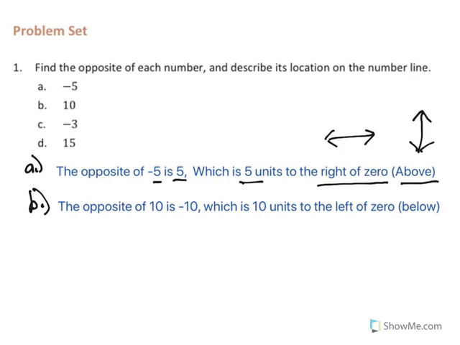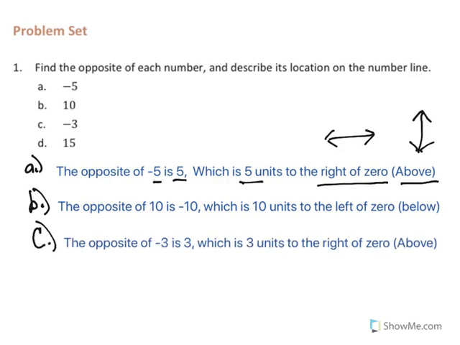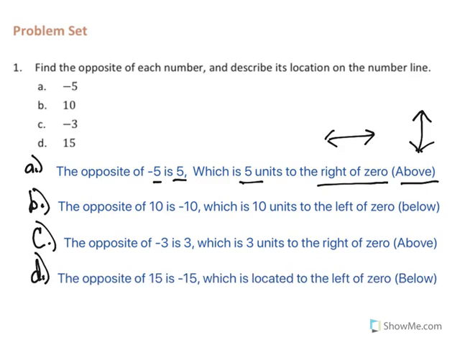So what is the opposite of negative 3 and where is it located? Okay, so the opposite of negative 3 is positive 3, which is 3 units to the right of 0, also located above the 0 if it was vertical. Letter D talks about 15. What is the opposite of 15 and where is it located? Okay, hopefully you wrote the opposite of 15 is negative 15, which is located to the left of 0 or below 0 on the horizontal or on the vertical number line.